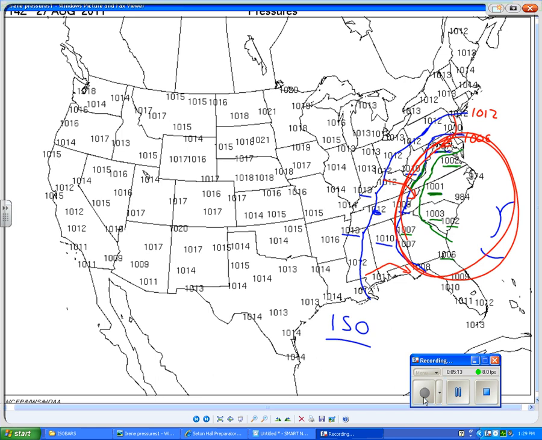Now here's the deal. When we get this area of 1001 to 984, that's a big pressure gradient force. So the wind is going to be much stronger and really spinning counterclockwise around these low pressure centers.